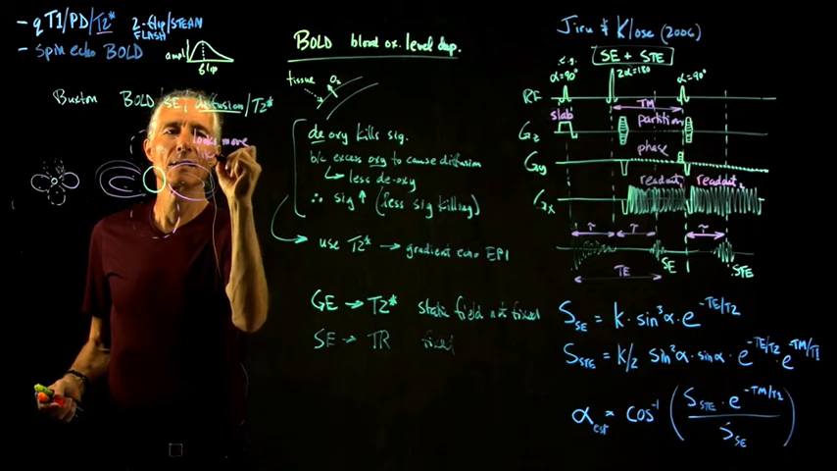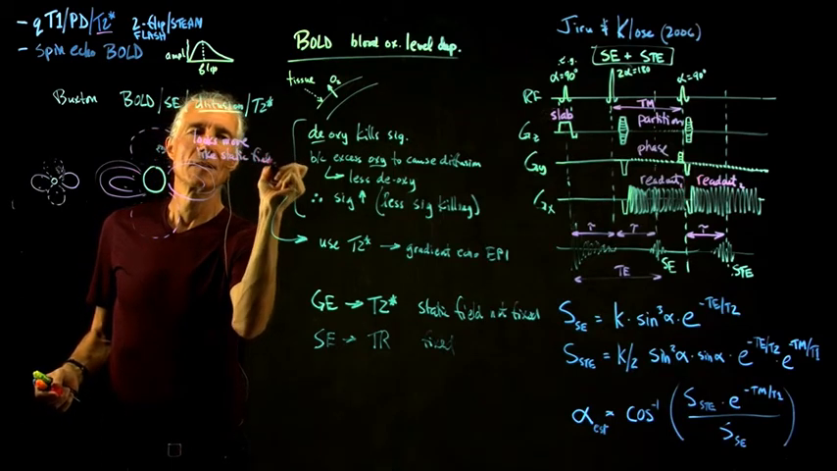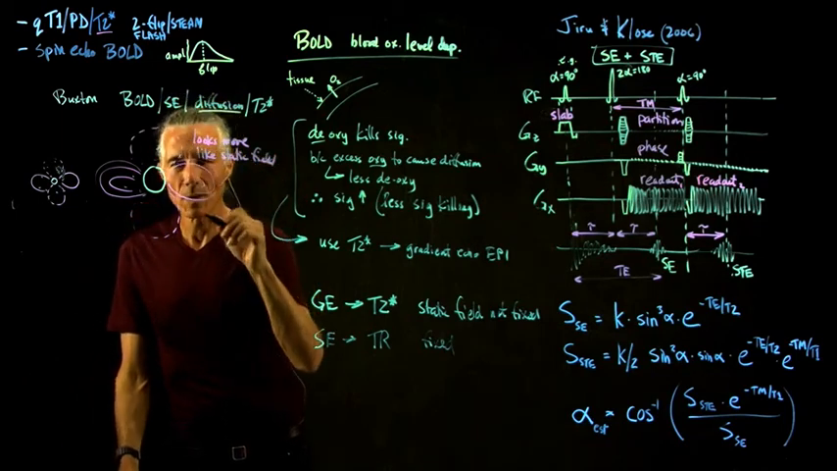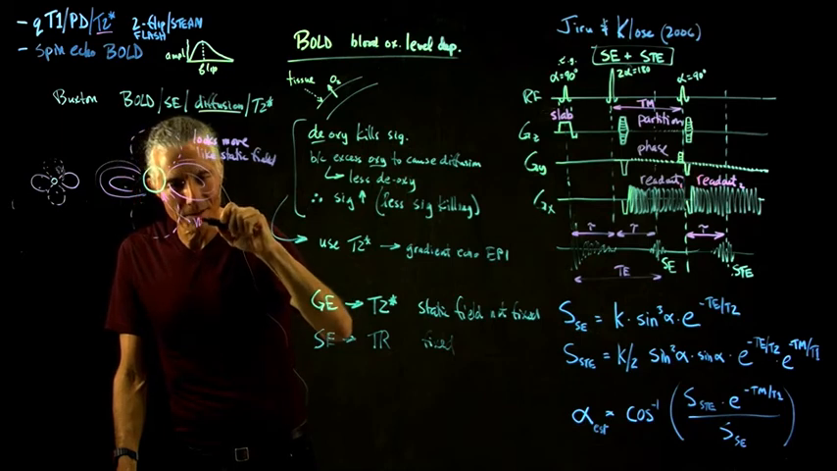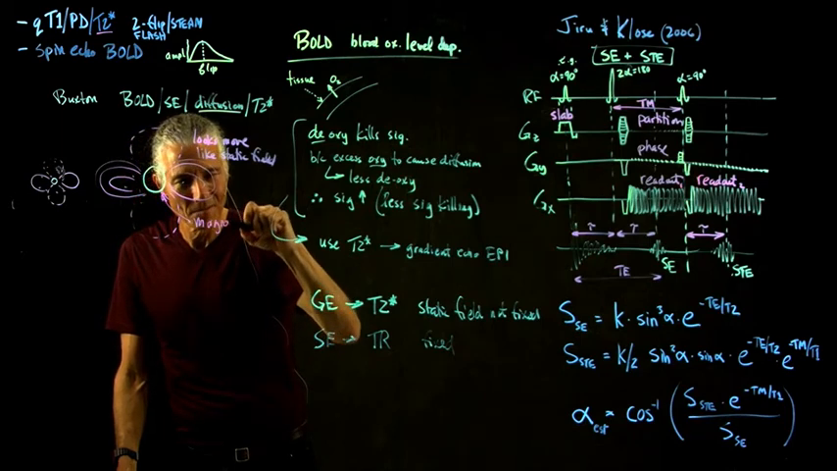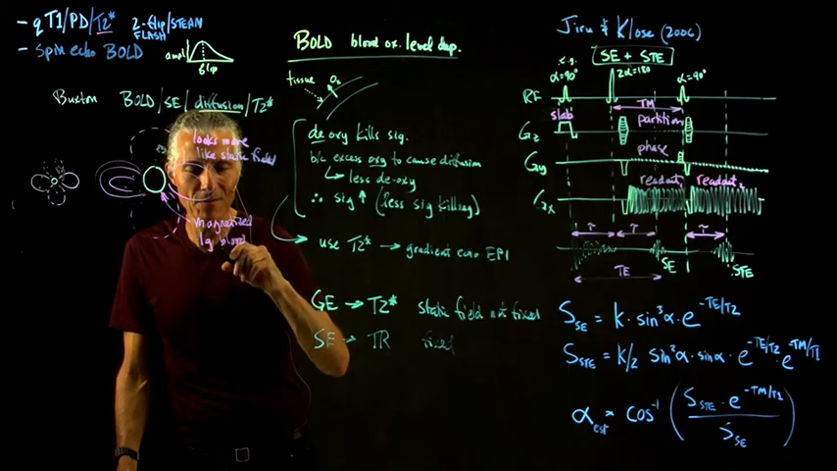More like a static field. So what is this? This is a magnetized blood vessel. A magnetized large blood vessel. So that looks more like a static field.